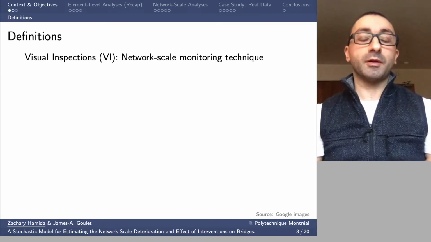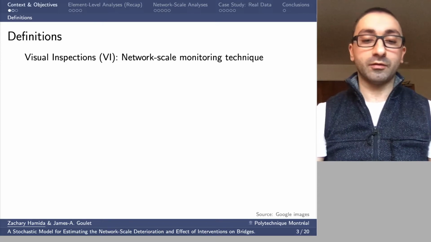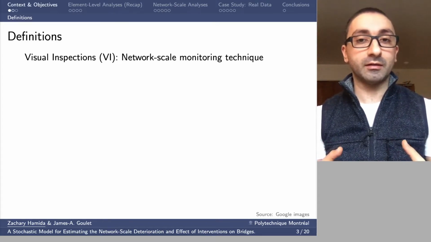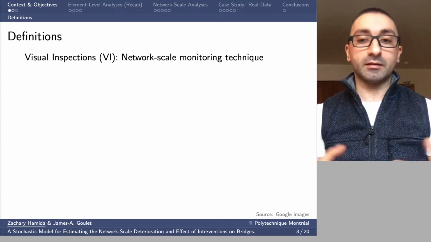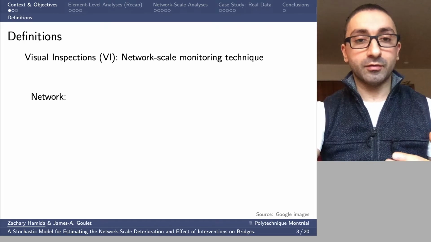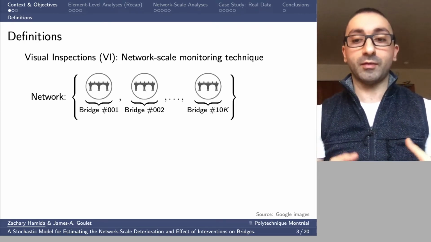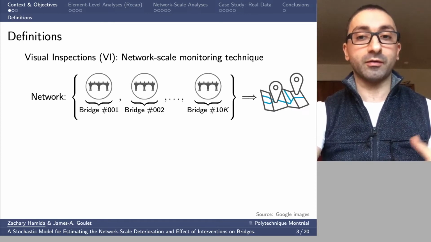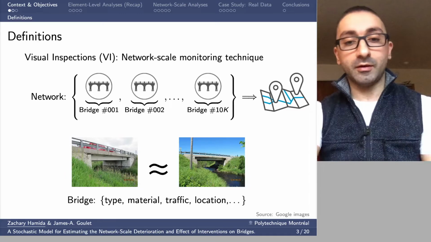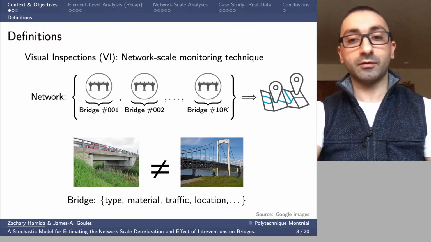So visual inspections is a monitoring technique that's utilized on a large scale to monitor the deterioration state or the health state of infrastructures over time. And when we are saying a network, we mean a number of bridges. So in our case, we have around 10,000 bridges located in the province of Quebec. Some of these bridges are similar to each other in terms of material or traffic load, while others are completely different.